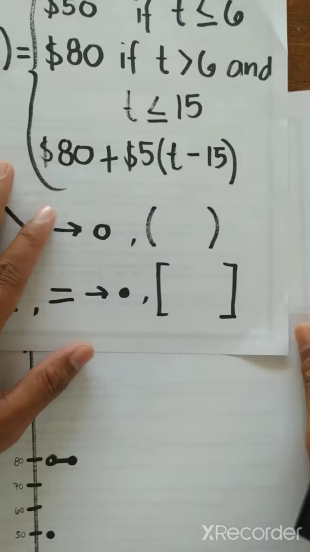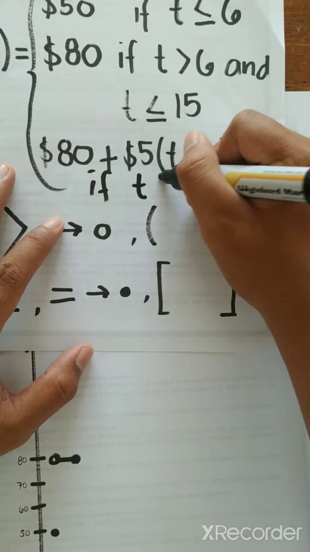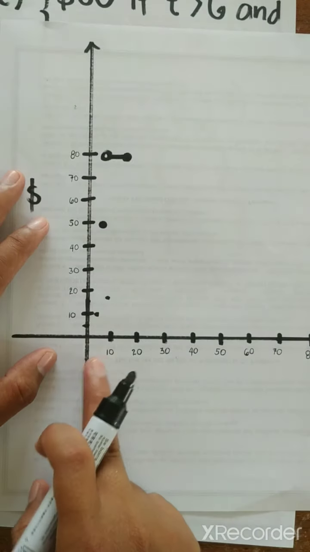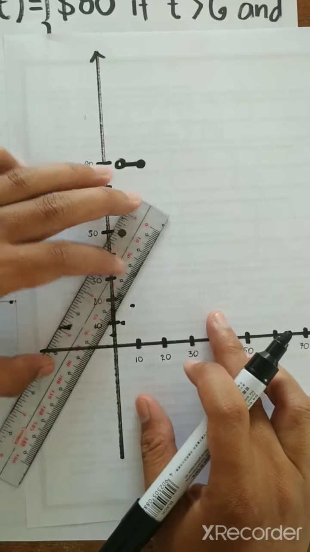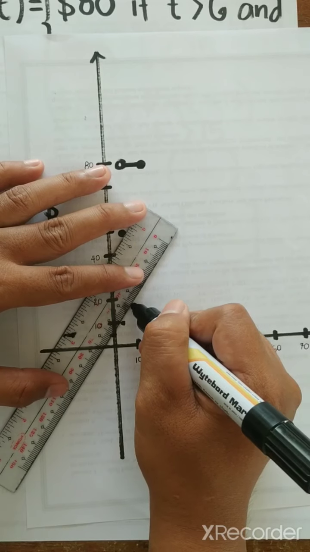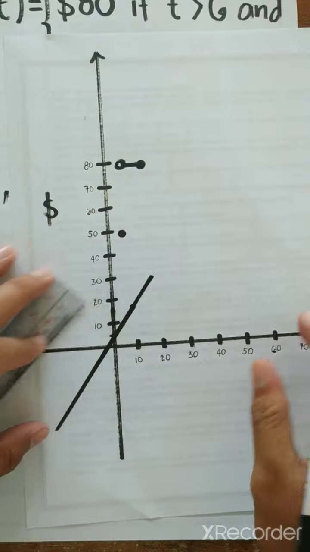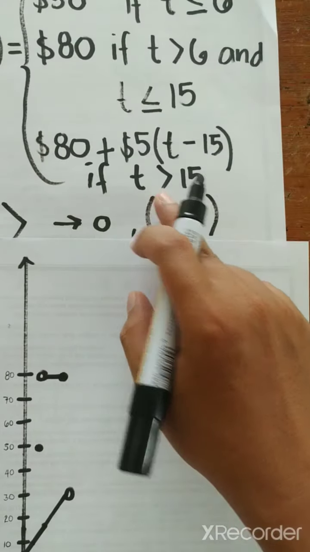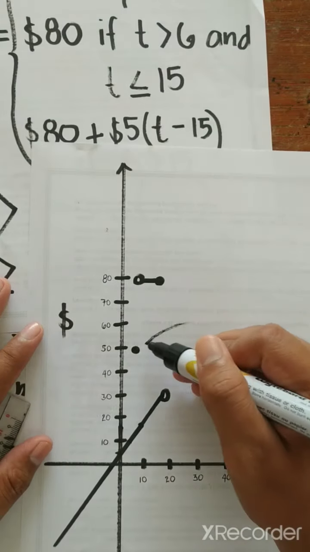don't forget that we have our constraint here. I forgot to write here if our time is over 15. So we will write here 15. So let's try to connect this line. So at 15 it will be hollow, it will be open. Okay. So now this is our graph. We're just going to label it.